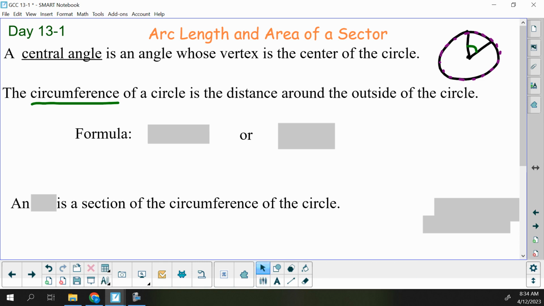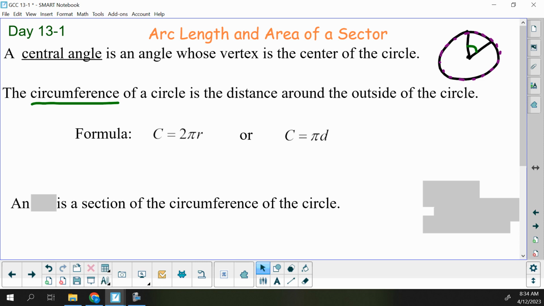And there's two formulas for circumference. They are on your reference sheet on the Regents. You have circumference equals 2 pi times radius. And because twice the radius is just the diameter, you could also think of it as circumference equals pi times diameter.